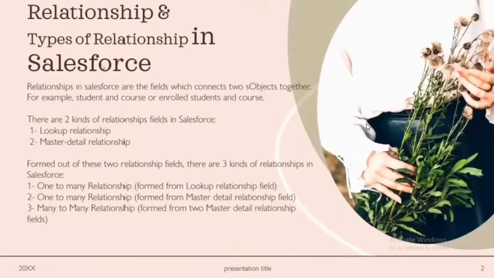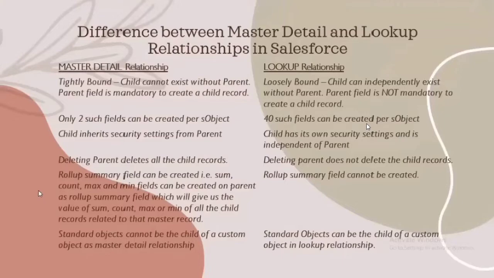In the previous video we discussed relationships in Salesforce and the different types of relationship. Then we discussed the definition. Then we said that there are two kinds of relationship: lookup relationship and master-detail relationship. Out of these, three kinds of relationships come into the picture: one-to-many relationship formed from lookup relationship, one-to-many relationship formed from master detail, and many-to-many relationship formed by combining two master detail relationship fields. We also discussed the differences between master detail and lookup relationships in Salesforce.